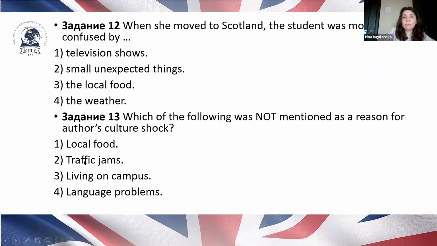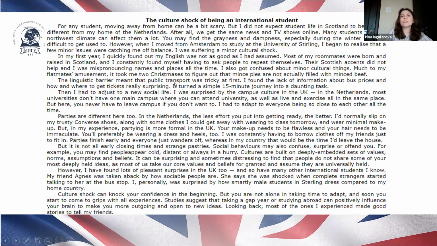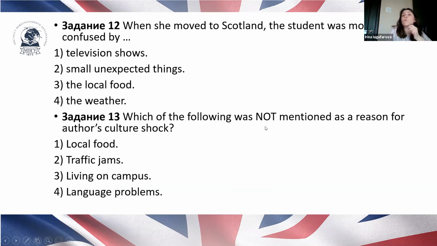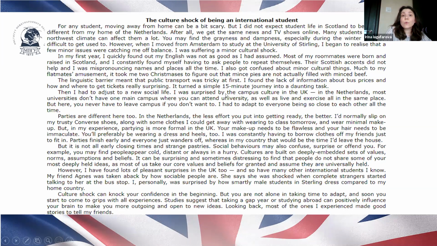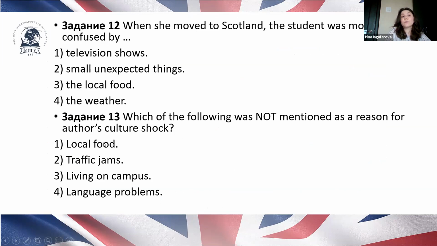So what about the next one? Traffic jams. Do we have any information about traffic jams? We see that she has some problems with public transport, but nothing about traffic jams. So this variant wasn't mentioned as a reason for author's culture shock. But let's check the third and the fourth variants. Living on campus. We see that she was surprised by the campus life in the UK. So it was one of the reasons for her culture shock. This one was mentioned in the text.